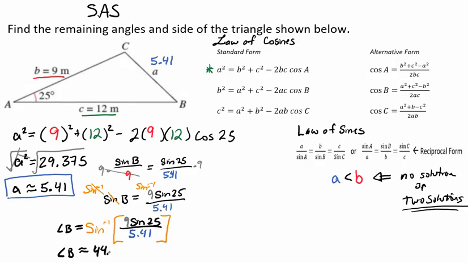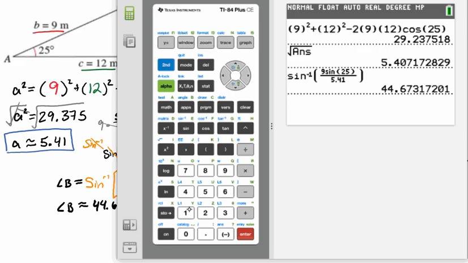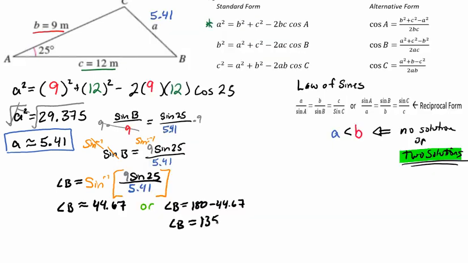So 44.67. But remember that we possibly have two solutions, so we're going to have two different B's. The other measure for angle B would be that supplement. So 180 minus 44.67 gives us 135.33. So we have to check both of those.